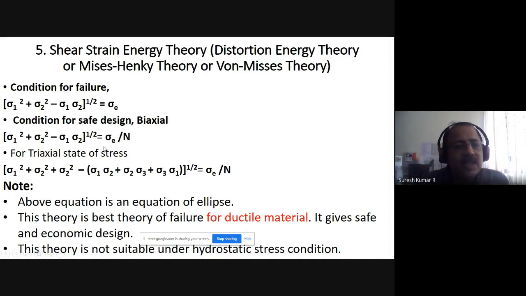For the triaxial state, it is sigma 1 square plus sigma 2 square plus sigma 3 square minus sigma 1 sigma 2 plus sigma 2 sigma 3 plus sigma 3 sigma 1, under root. If it is restricted to sigma E by n, then the material remains safe under the distortion energy theory, and this is especially useful for ductile materials where we don't have a hydrostatic stress condition.